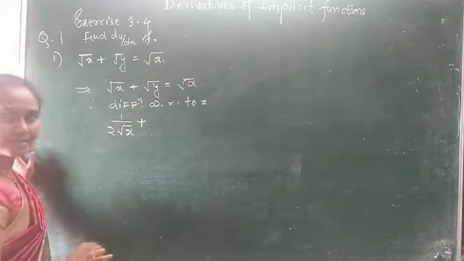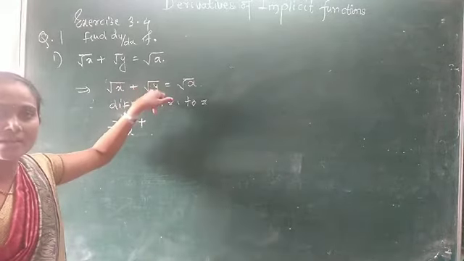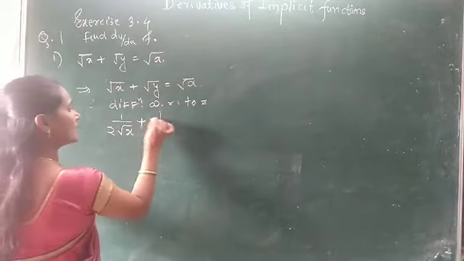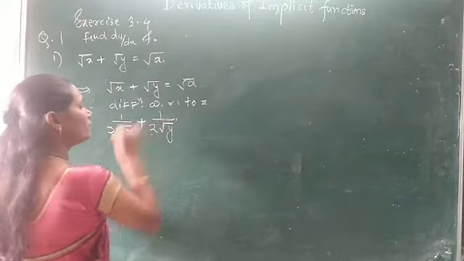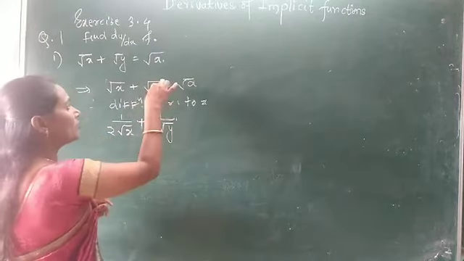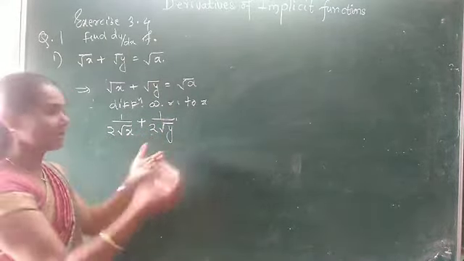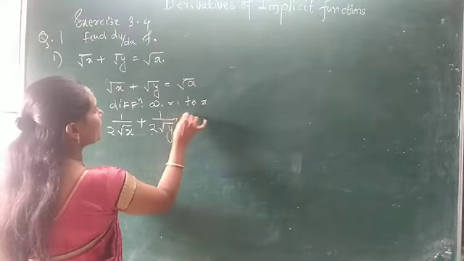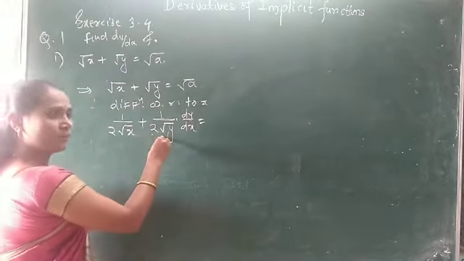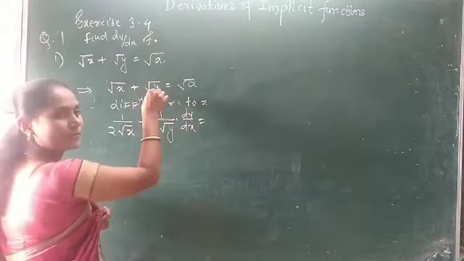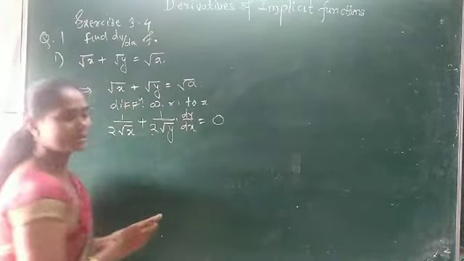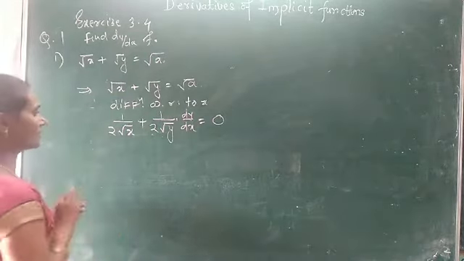Now write this plus sign as it is. Now what is the derivative of root y? If the derivative of root x is 1 upon 2 root x, then the derivative of root y is 1 upon 2 root y, but in this case remember that the derivative of y is dy upon dx. So this is the derivative of root y. Now what is the derivative of root a? Which is 0, because root a is a constant, so the derivative is 0.